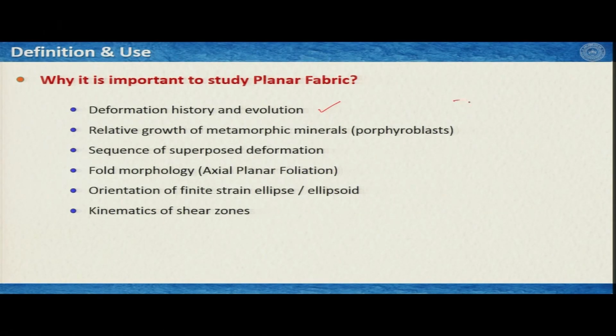So, if we get these things very clear, that leads to figuring out what was the sequence of superposed deformation. Most of the deformed geological terrains are deformed in a series of deformational phases. So, if we understand foliations and their mutual relationships along with the porphyroblasts, then we can reveal the sequence of superposed deformation.